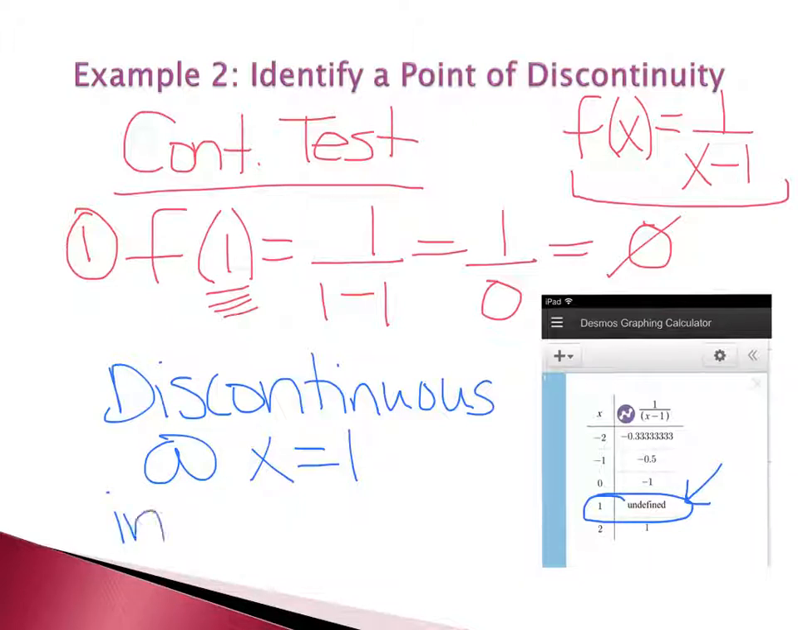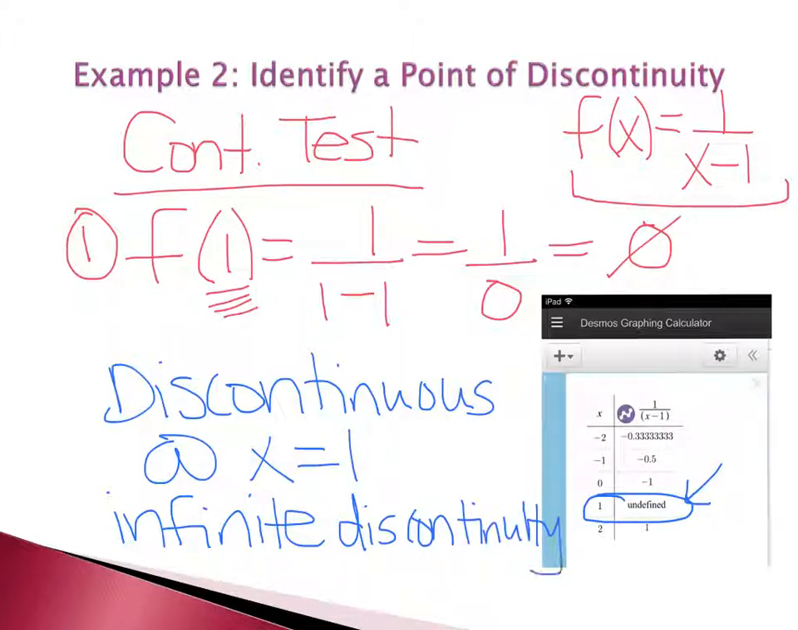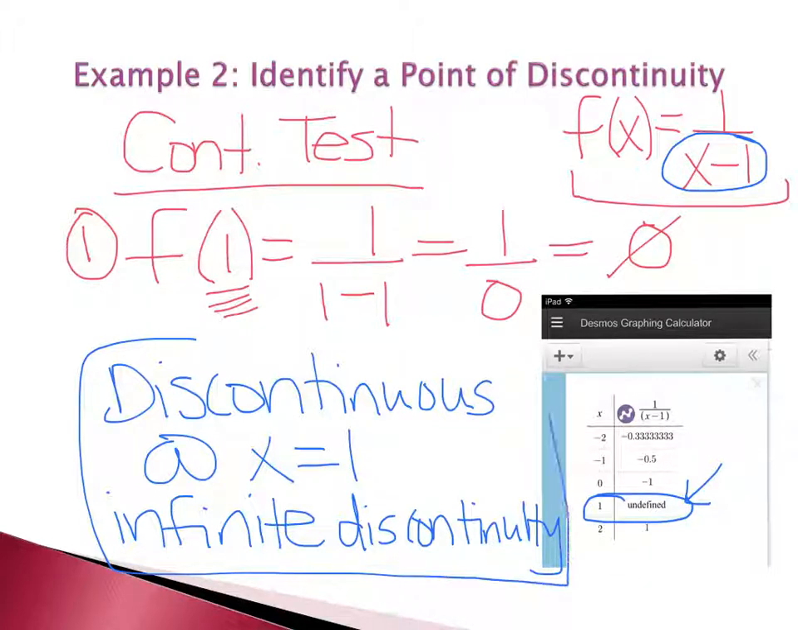We're going to say that it's an infinite discontinuity. An infinite discontinuity occurs when you algebraically substitute in an x value that forces you to divide by 0. That creates an infinite discontinuity in the graph of your function.